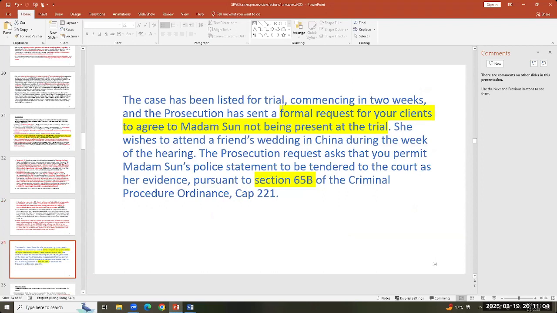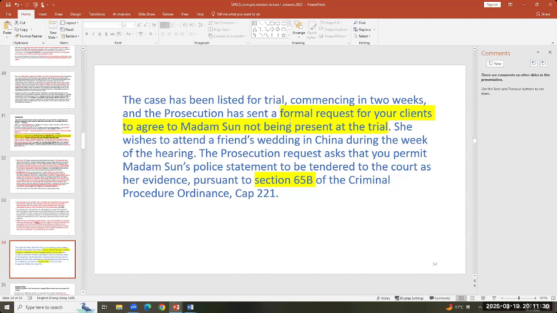Case has been listed for trial in 2 weeks. Prosecution has sent a formal request to you to agree to Madam's son not being present. She wants to go to a friend's wedding in China. The prosecution requests that you permit her statement to be tendered to the court as evidence pursuant to Section 65B.